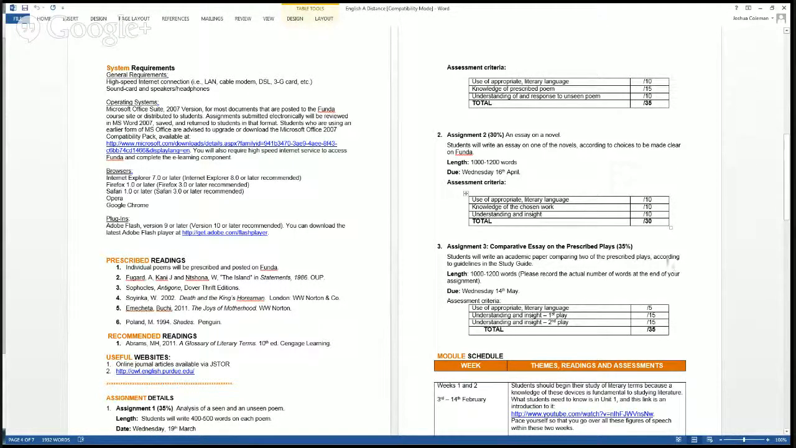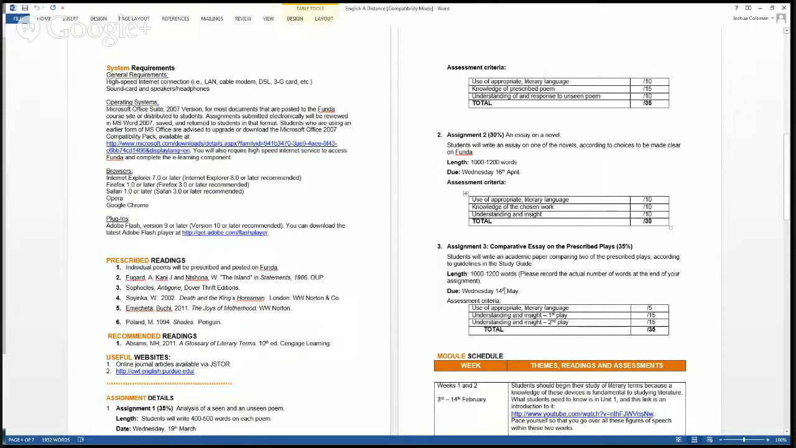As you can see in the marking, you get 15 marks each for your understanding and insight of each of the two plays. And then there are another 5 marks, making 35, for the literary language once again. This assignment is also 1,000 to 1,200 words. It's due on the 14th of May. The questions will open on the 7th of May.